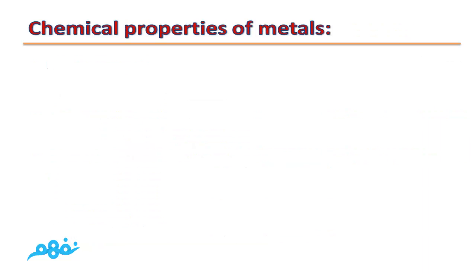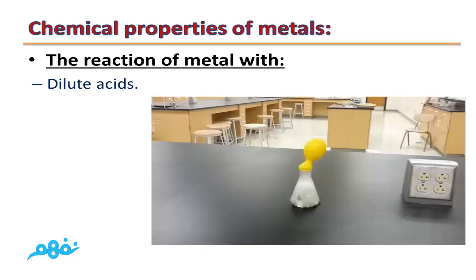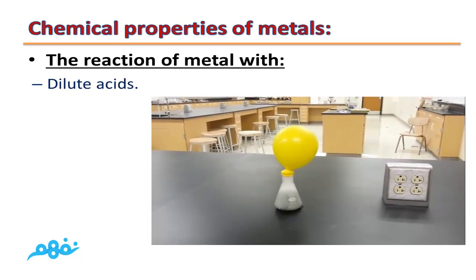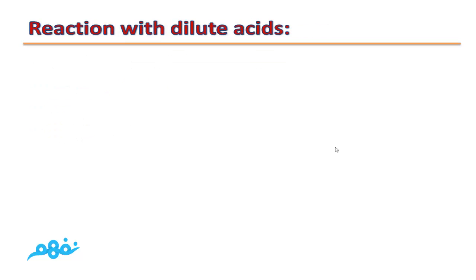Now let's talk about the chemical properties of metals. The reaction of metal with number 1, dilute acids. The reaction with oxygen, and finally we will talk about the reaction with water. So to study the chemical properties of metals, we will talk about the reactions with dilute acids, oxygen, and finally with water. Reaction with dilute acids.